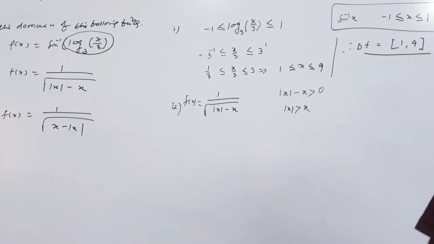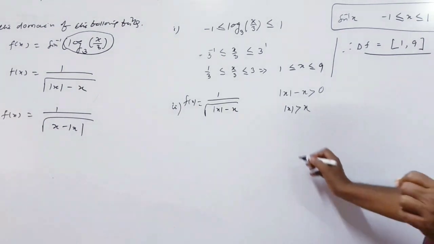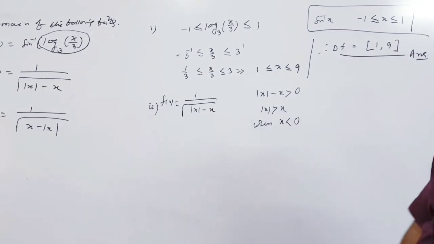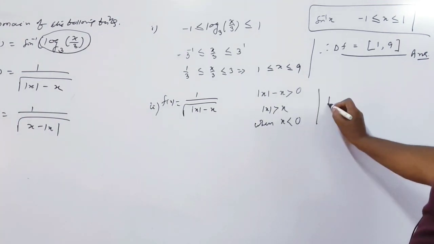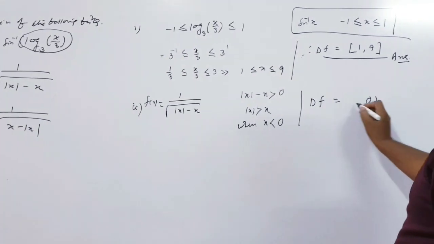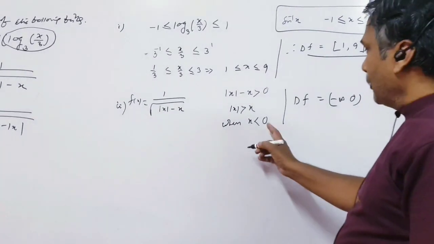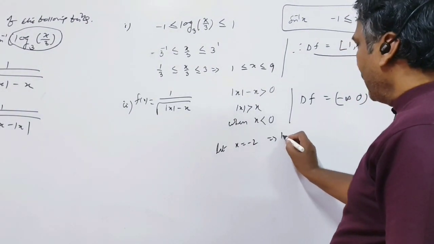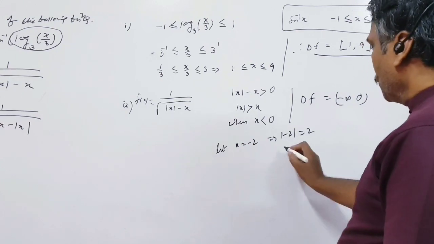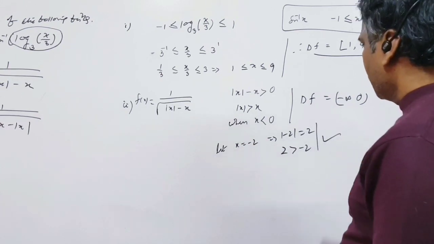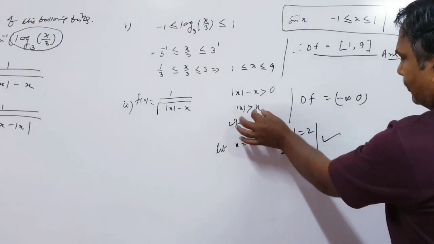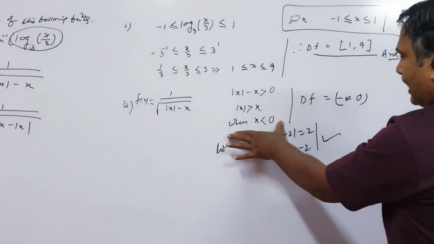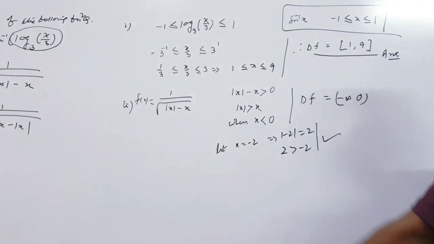So what is the value of x? Mod x is greater than x when x is less than 0, because then mod x is always greater than 0. So the domain of the function is less than 0, up to minus infinity. Suppose we take x equal to minus 2. What is the mod of minus 2? It is 2. So is 2 greater than minus 2? Yes. Mod x is greater than x, always. So that means when x is less than 0, from 0 down to minus infinity.